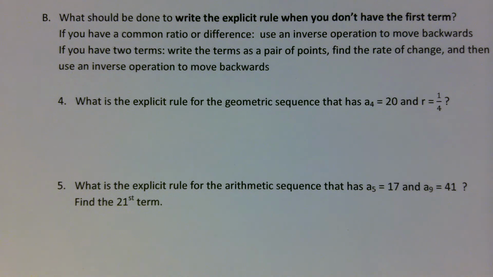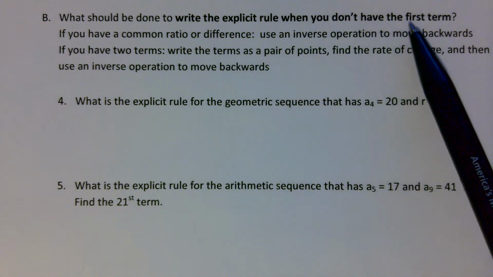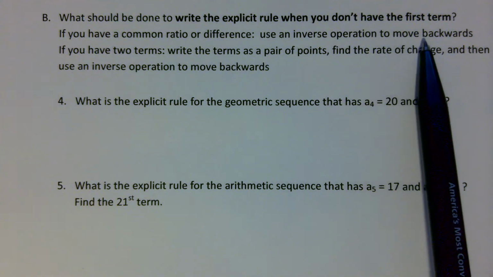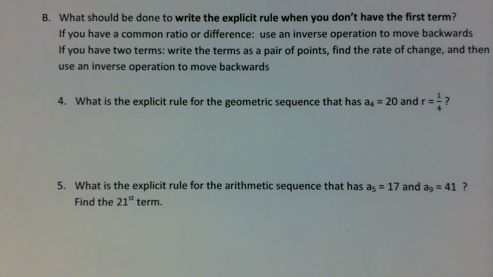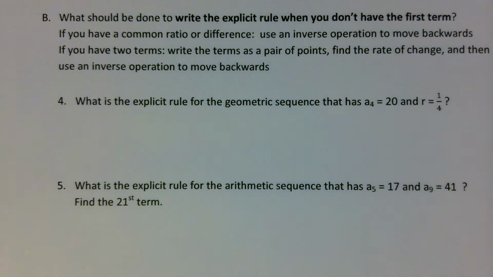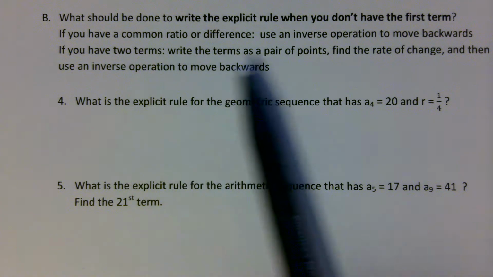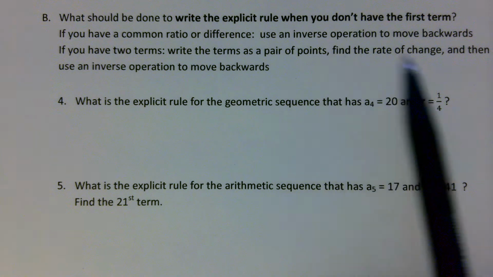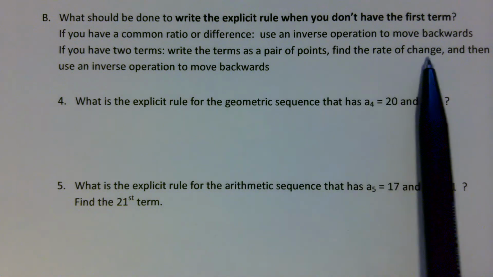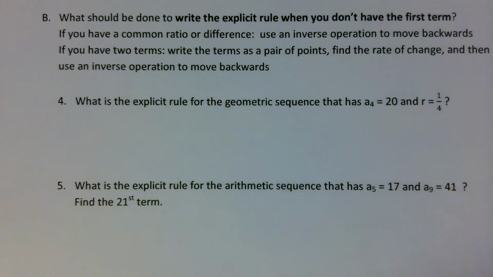Well, what happens when you're asked to write the explicit rule and you don't have the first term? So if you're already given the common ratio or difference, we're going to use the inverse operation to move backwards. So instead of adding to move forwards, I would subtract that same amount to move backwards. Instead of multiplying to move forwards in a geometric sequence, I would divide by that number to move backwards. If you're given two terms, you're going to write the terms as a pair of points. You'll find the rate of change, and then you use the inverse operation with that rate of change. That would be your common difference to move backwards.